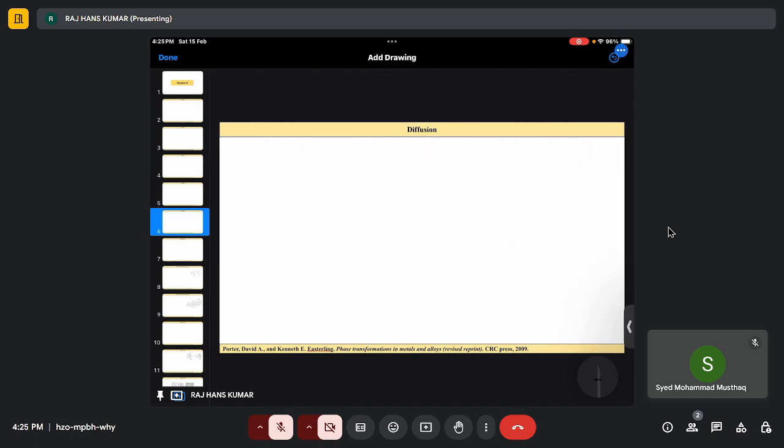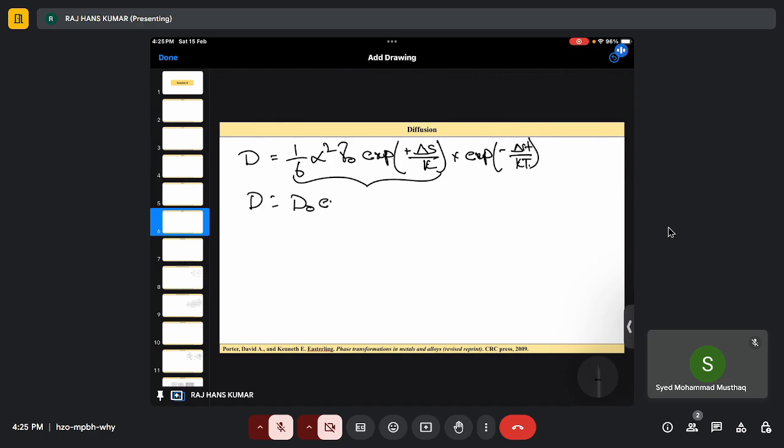Now this is the equation. If I write it in that equation, the interstitial diffusion coefficient will be written as 1 by 6 alpha square times mean frequency times exponential plus delta S upon k times exponential minus delta H upon kT. Now this whole term can be written as D naught times exponential minus delta H upon kT, right? Now from this you can obtain the diffusivity of any interstitial atom inside a material. Now this is for the interstitial atom.